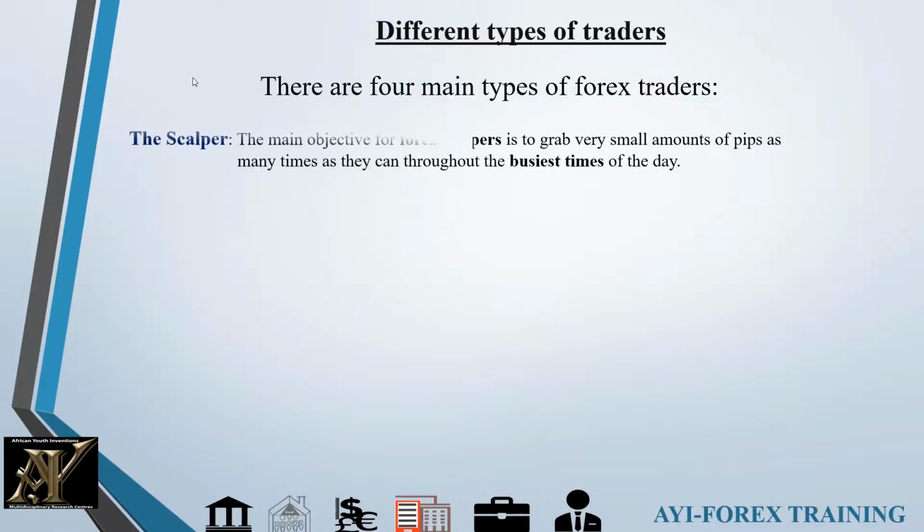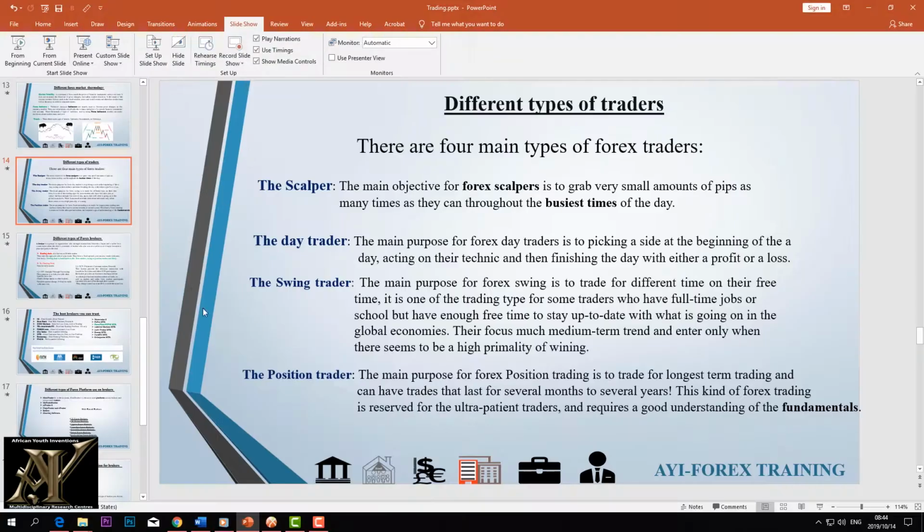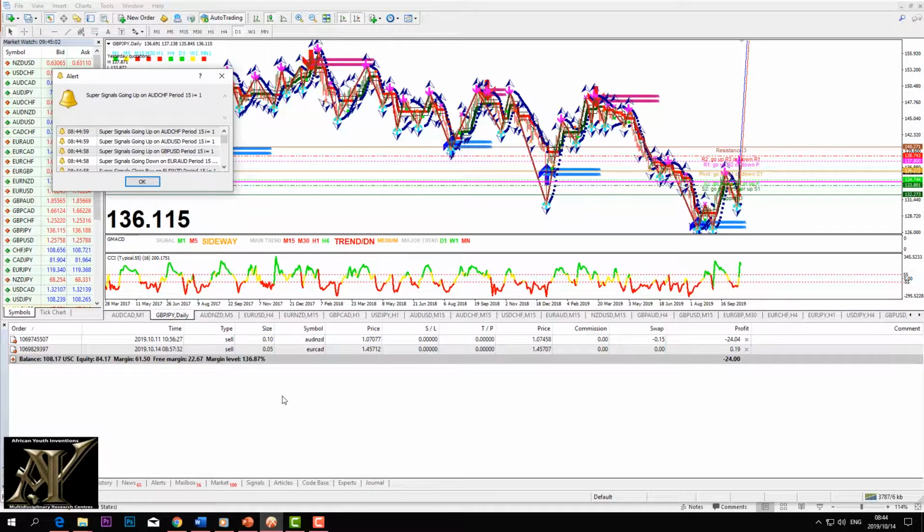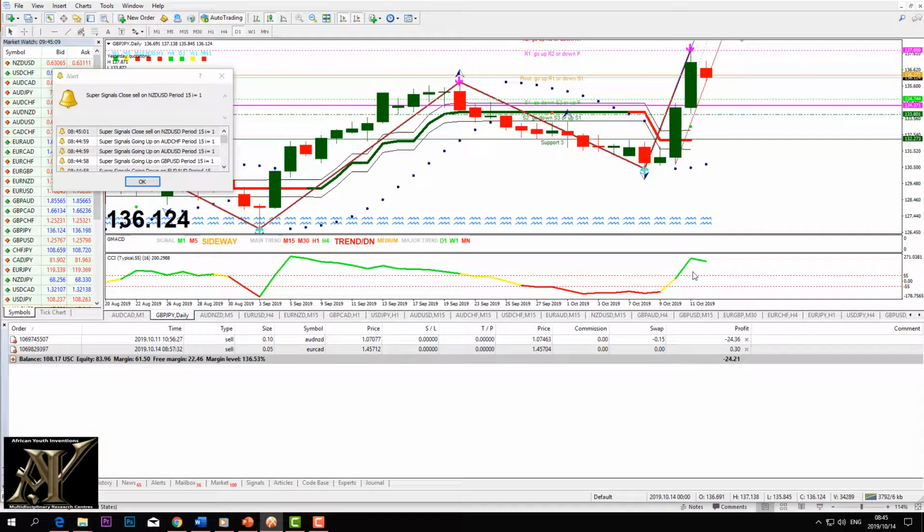The different types of traders. There are four main types of Forex traders. The scalper. The main objective of a Forex scalper is to grab a very small amount of pips as many times as they can through the busiest time of the day. Now, what they're doing here, if I go to the market, they're just looking for opportunity like this. If you see the market go, he buys. Then in a few seconds, he gets out.